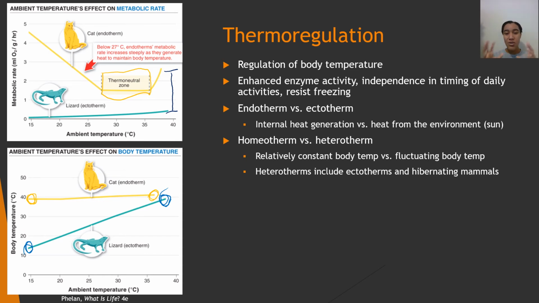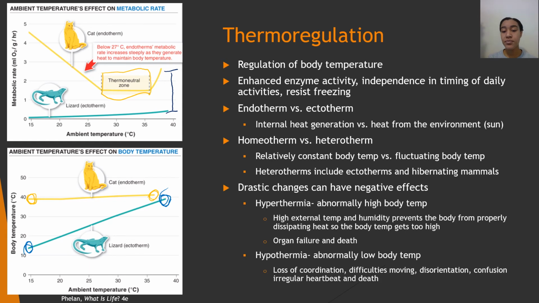So keep those concepts in mind. Play around with them a little bit. It might be a little hard to understand. Just remember endotherm versus ectotherm, which we talked about. And homeotherm is maintaining a relatively consistent body temperature all year round, day and night, winter, spring, summer, fall, whereas heterotherms' body temperature fluctuates to ambient temperatures at some point throughout the year.